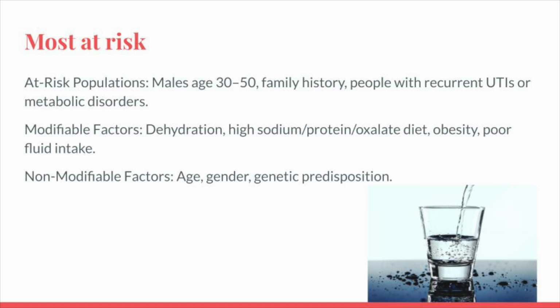These conditions alter how minerals are processed in the body, often increasing calcium or uric acid buildup in the urine, which promotes stone formation. Individuals with recurrent UTIs are more likely to develop kidney stones. The organisms found in UTIs can break down urea into ammonia, alkalinizing the urine and facilitating the formation of struvite stones. These stones can become very large and difficult to manage, often requiring surgical removal. Modifiable risk factors include dehydration, high sodium, protein, and oxalate diet, obesity, and poor fluid intake. By educating patients on these topics, what foods to avoid, and to drink more water, we can avoid kidney stones.